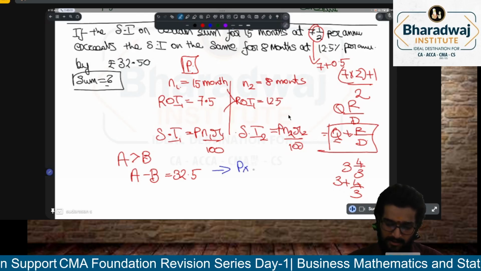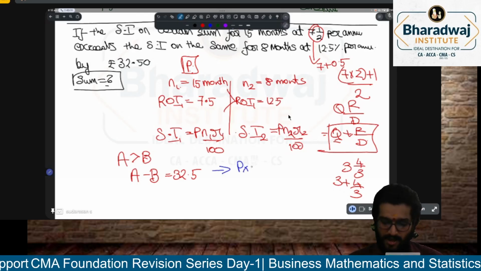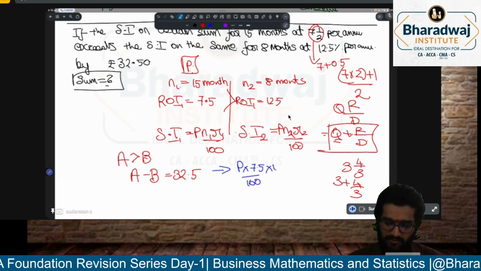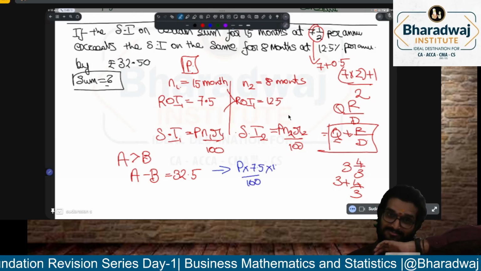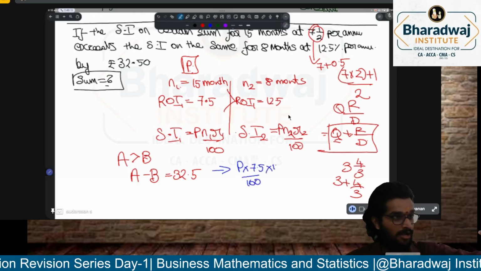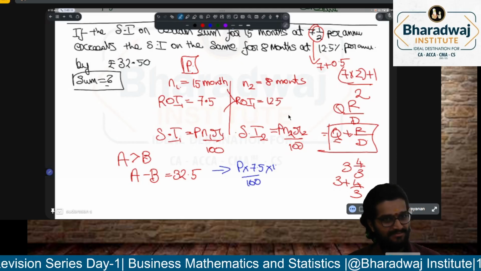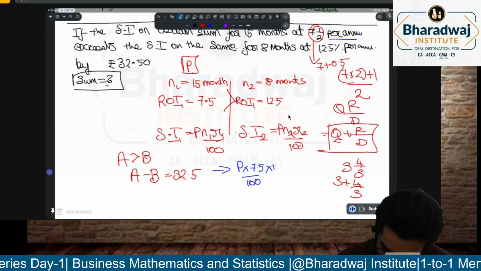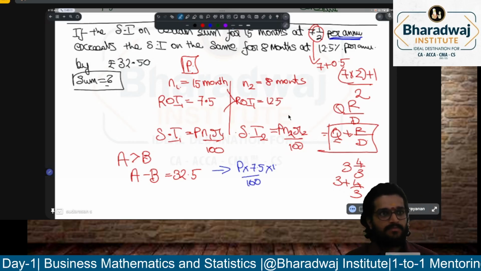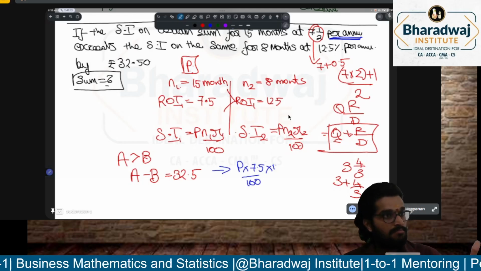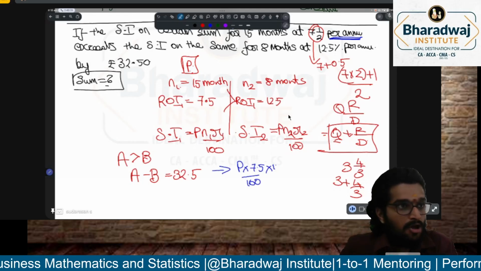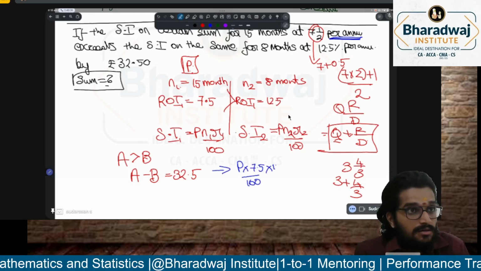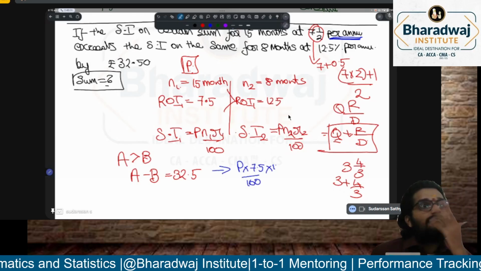P multiplied with 7.5 by 100 into number of years. 15 months, how can you write 15 months now? N is years, right? 7.5 per annum. Per annum, so the number of terms should be in multiples of years, not in months. How did you get it?